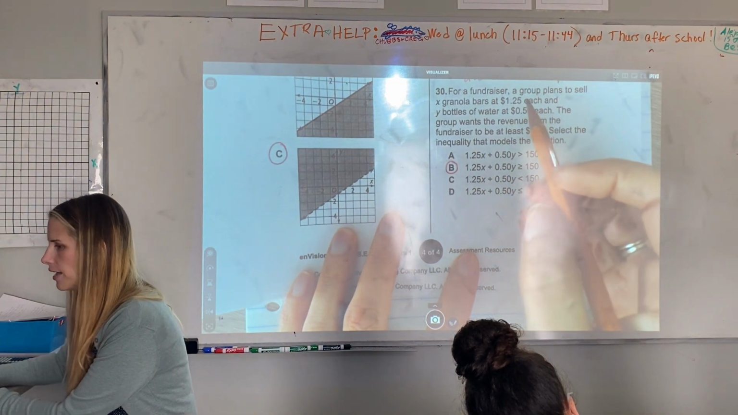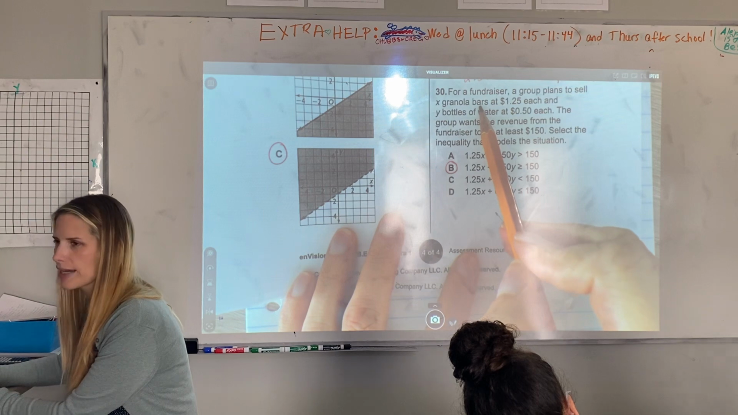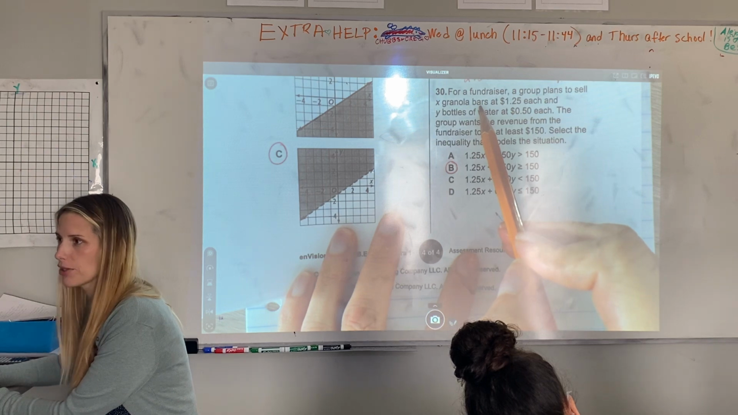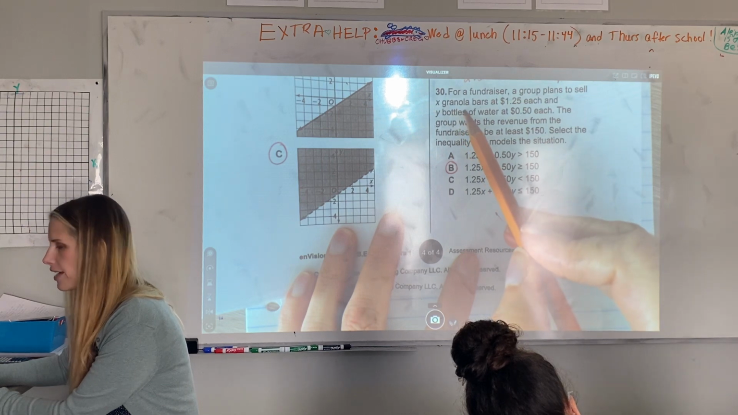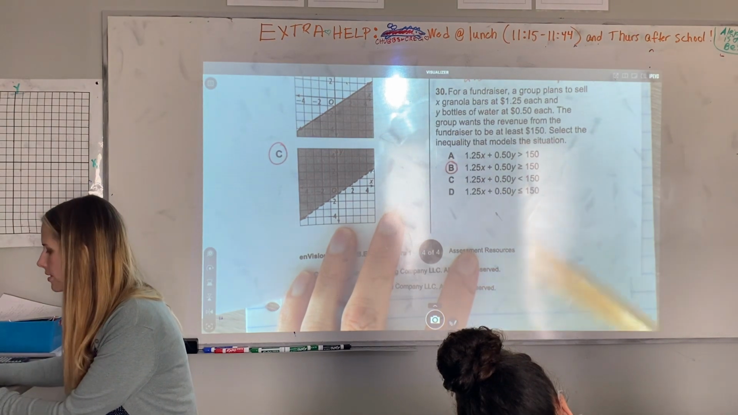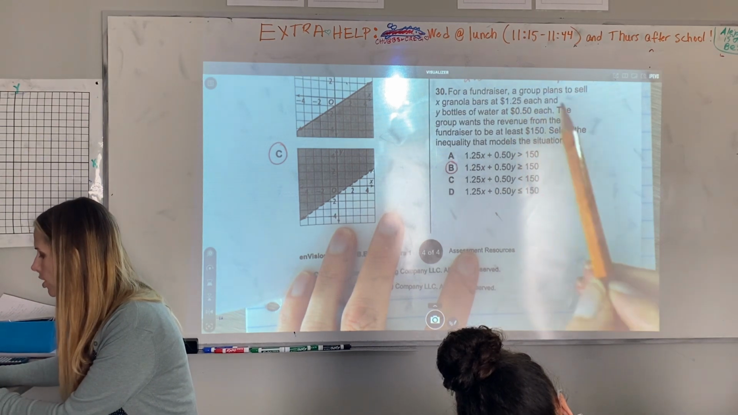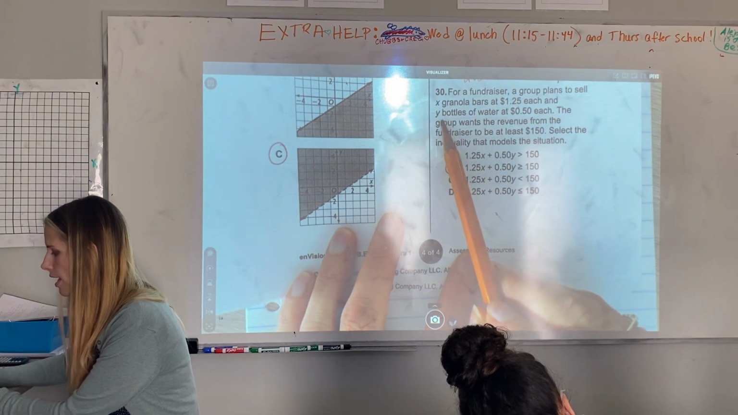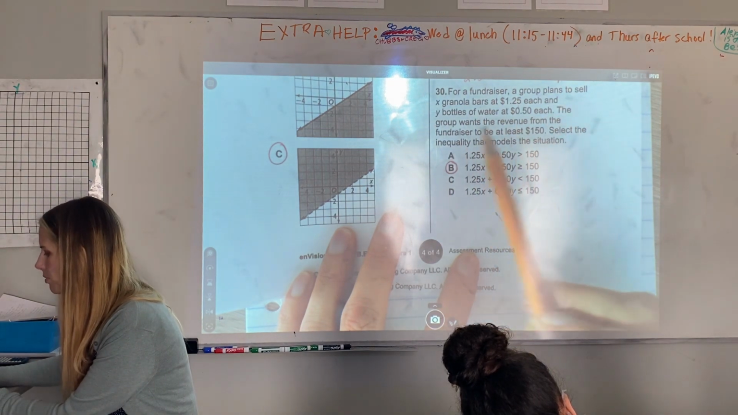For number 30, it says, for a fundraiser, a group plans to sell x granola bars. What does x mean? The number of granola bars they plan to sell. Yeah, it's a variable, a missing number. A group plans to sell x granola bars at $1.25 each, and y bottles of water, which just means a certain number of bottles of water, at 50 cents each. Why are the granola bars so much more expensive than the water?